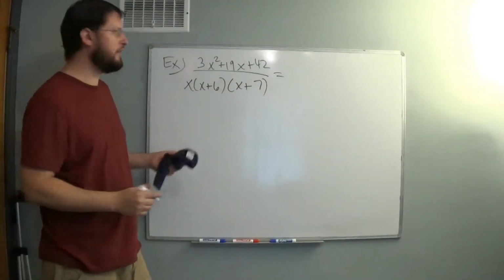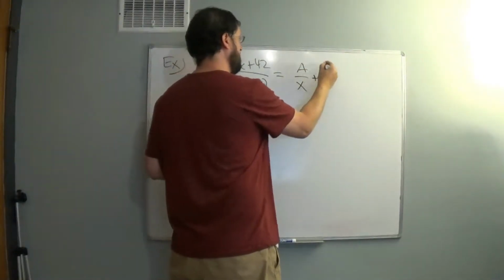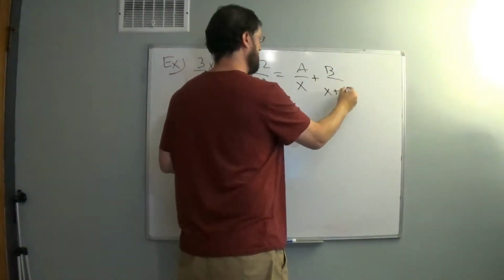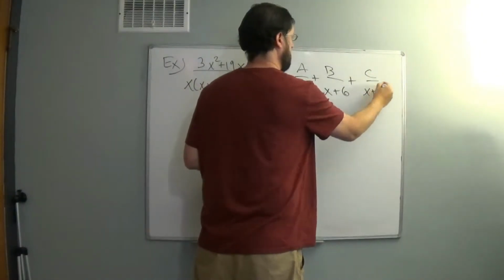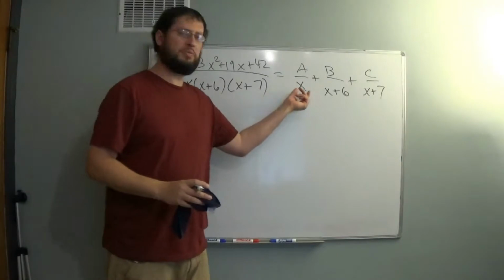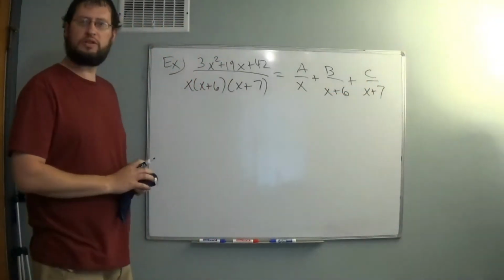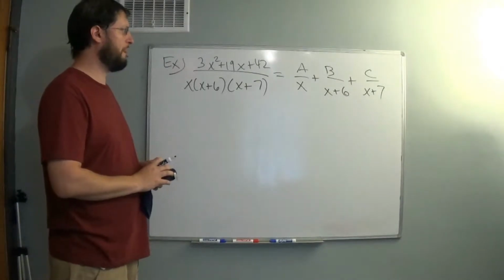write it out as three different things. So this will be A over x plus B over x plus 6 plus C over x plus 7. We have three pieces in the denominator, so we'll have three pieces in the partial fractions decomposition. And our goal is to find A, B, and C.